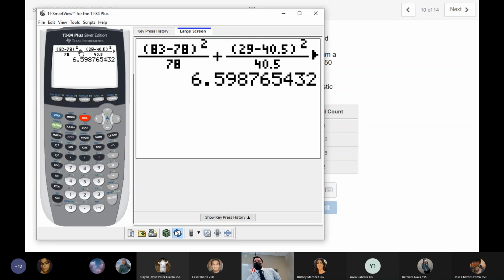So this first one here, (83 − 78)² divided by 78, right? That's the observed minus expected squared divided by expected for our first category of nuts. Then the next one, and the next one. We get a value for each of these, we add them all up, we get 6.5987, and so on. This is the best way to do this in your calculator to get the most accurate result.